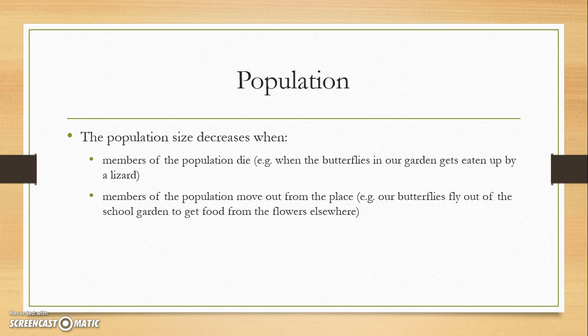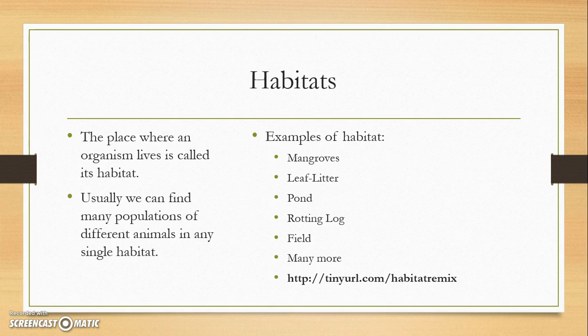All right, so like I've said, the population size decreases when members of the population die for one reason or another, from disease, from hunger, from predators, or when members of the population move out. So for example, if the butterflies look at our garden and there's no more food for them to eat, then they fly off to the neighboring gardens, and that means the population size of the butterflies in our garden has decreased, so they can also move out. All right.